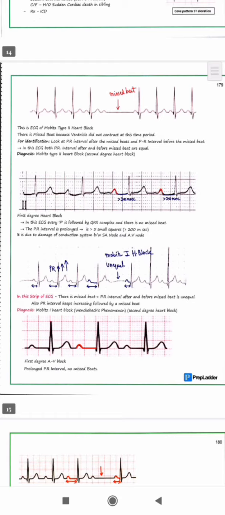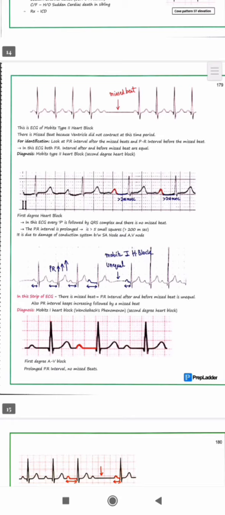Now there is a diagram also for Brugada syndrome. Now this is an ECG of Mobitz type 2 heart block, which is showing a missed beat because the ventricles didn't contract at this point. So we have to identify it, and there is an identification point for it also. We have to diagnose this condition, and we have to remember the first degree heart block also.